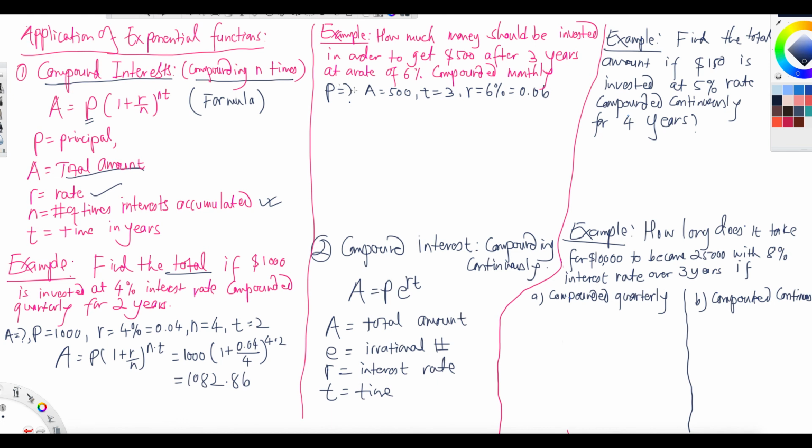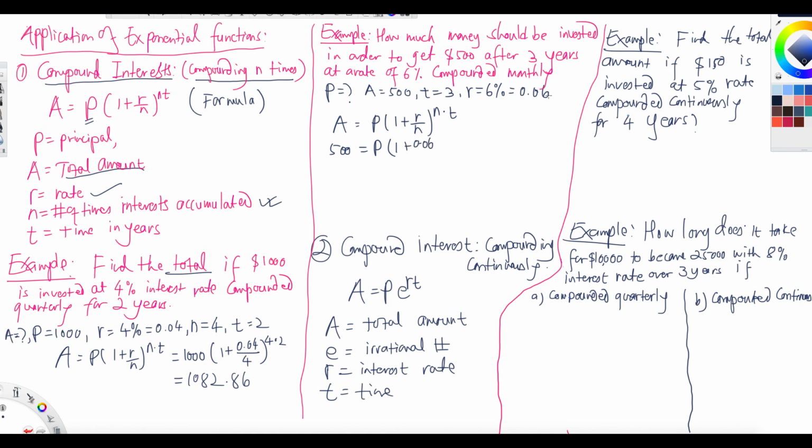Now plug that into the formula. The formula is A equals P times 1 plus R over N, to the N times T. What is A? 500 equals P times, let's plug in the values, 1 plus R, which is 0.06.